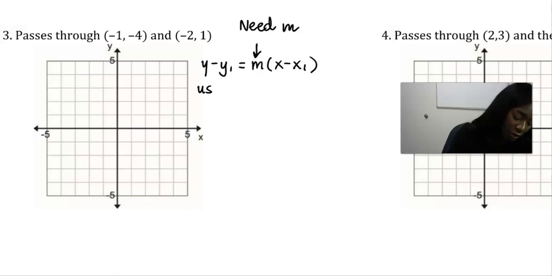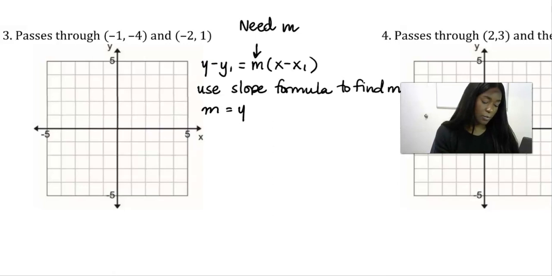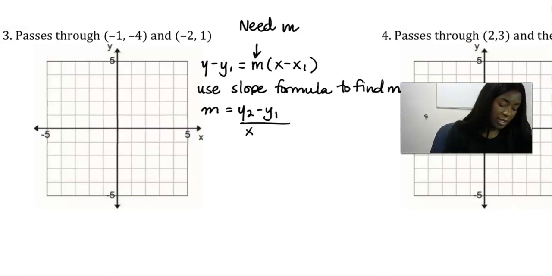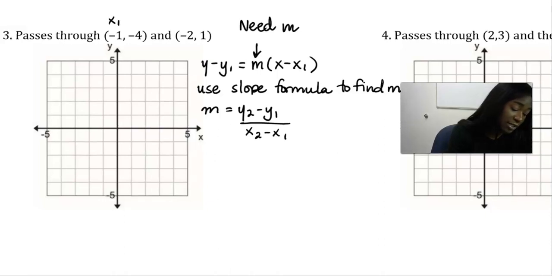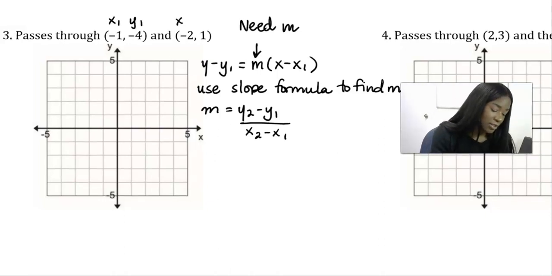So I'm going to use the slope formula to find m. And the slope formula says that m is equal to y2 minus y1 over x2 minus x1. It doesn't matter which point we choose as y1, y2, x1, x2, as long as we're consistent. I'll name this x1, y1, and I'll call the second point x2, y2. So I'm going to apply this formula to find the slope.